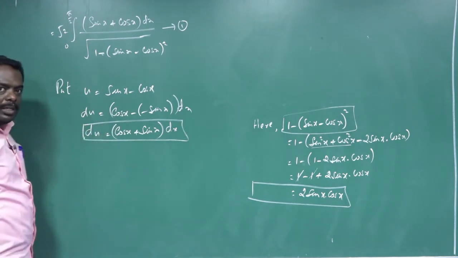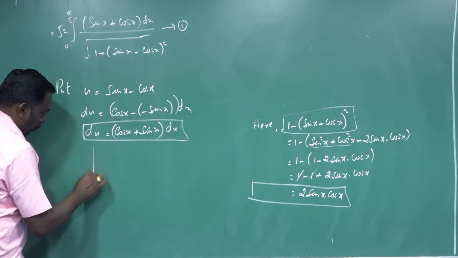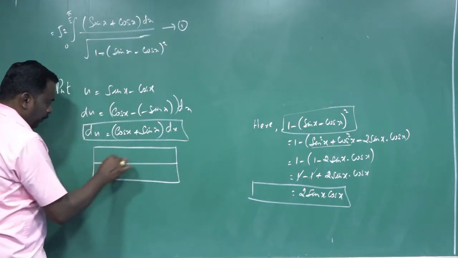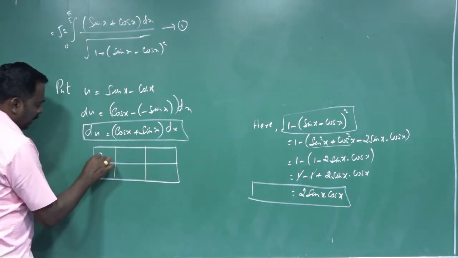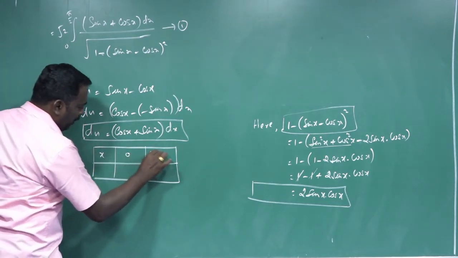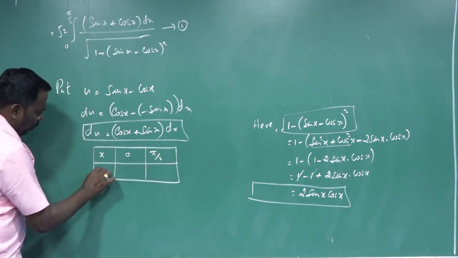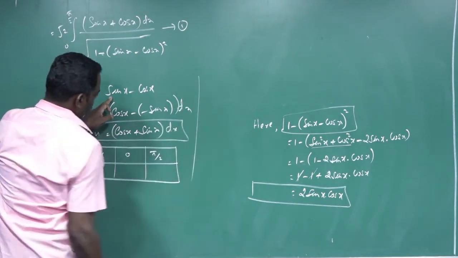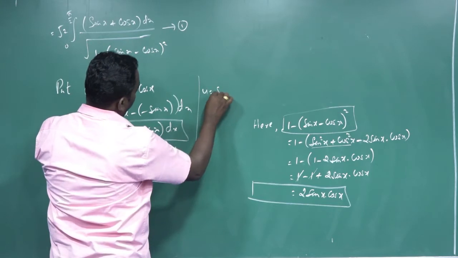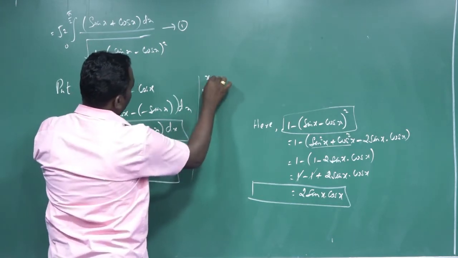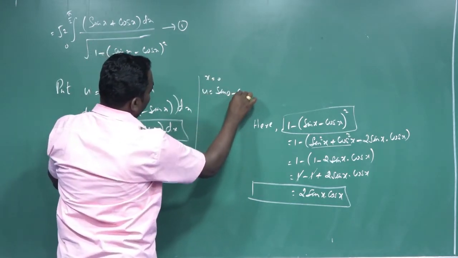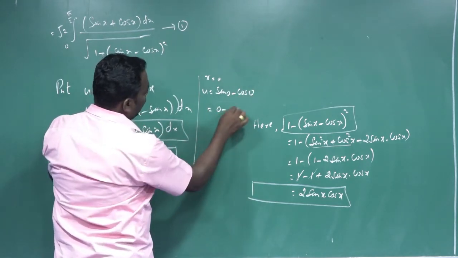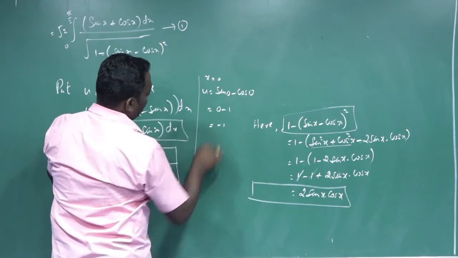We want to find out the range. The range of the given function for x is 0 to pi by 2. For u, put x equal to 0 as the lower limit: u is equal to sin 0 minus cos 0, which is 0 minus 1, that is equal to minus 1.